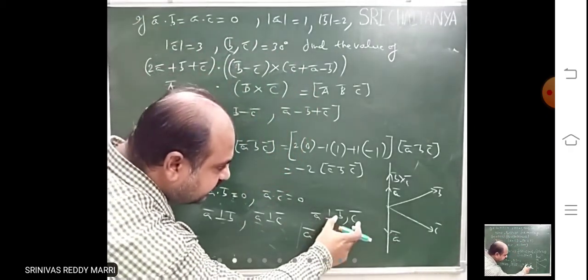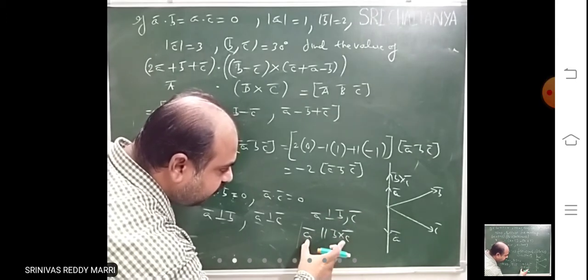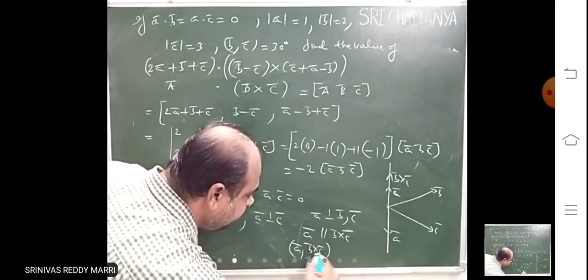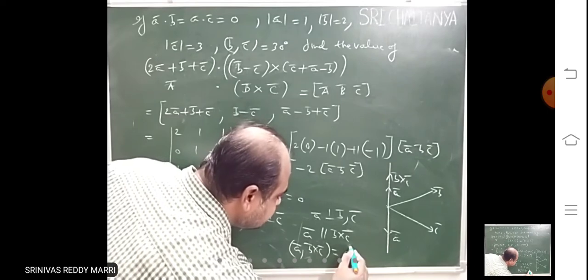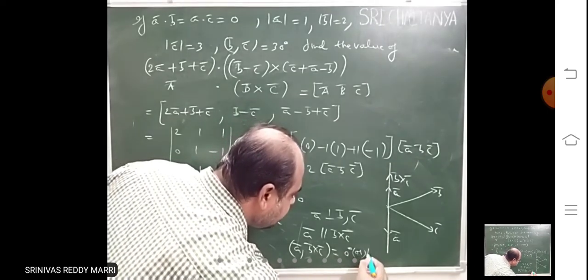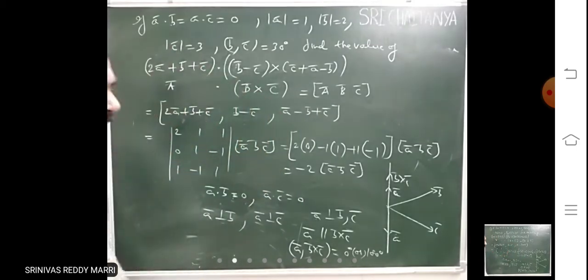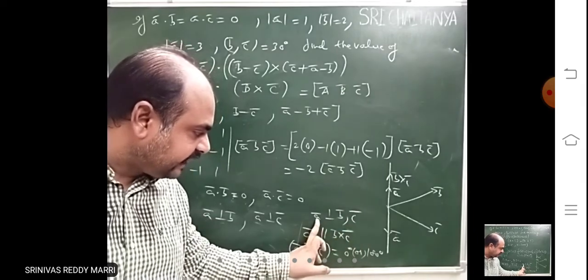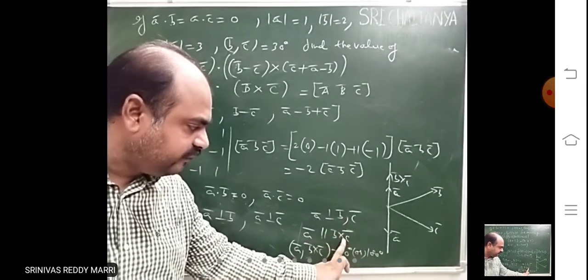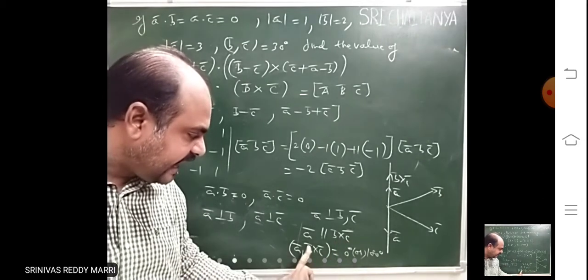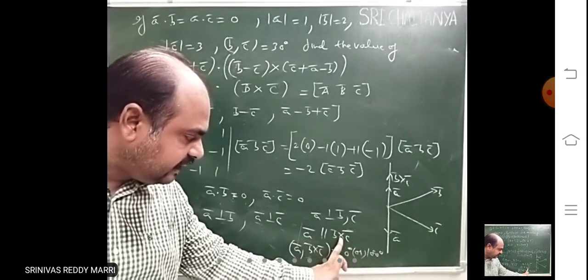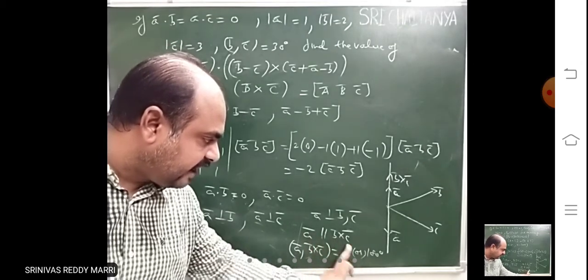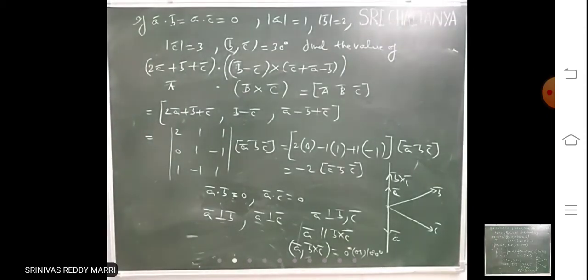Whenever a vector is perpendicular to both vectors, A bar will be collinear with B cross C. Therefore, what is the angle between A bar and B cross C? It can be 0. Collinear vectors means 0 or 180 degrees. This we will come across a number of times. If a vector is perpendicular to two vectors, that vector will be parallel to the cross product of the two vectors. If it is parallel, the angle between the two is 0 degrees or 180 degrees. If they have the same direction, 0 degrees; if they have opposite directions, 180 degrees. So that angle also you got.